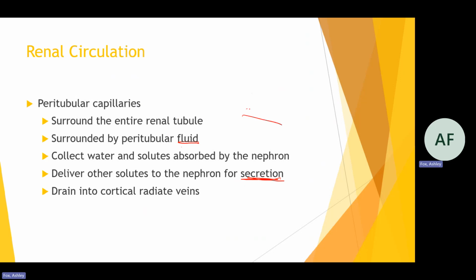So you have the capillaries, you have the paratubular fluid, and then you have the renal tubules. So whether we need to reabsorb and go into the capillaries or secrete and go into the renal tubules. So then the paratubular capillaries are going to drain into those cortical radiate veins and go down the line that we talked about just a second ago.